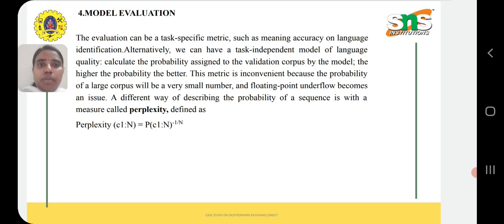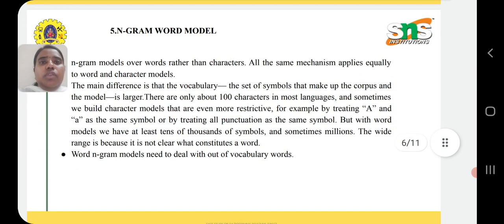A different way of describing the probability of a sequence is with a measure called perplexity, defined as Perplexity(C1:N) = P(C1:N) to the power of minus 1 over N. N-gram word models. N-gram models can be built over words rather than characters. All the same mechanisms apply equally to word and character models. The main difference is that the vocabulary, the set of symbols that make up the corpus and the model, is larger.